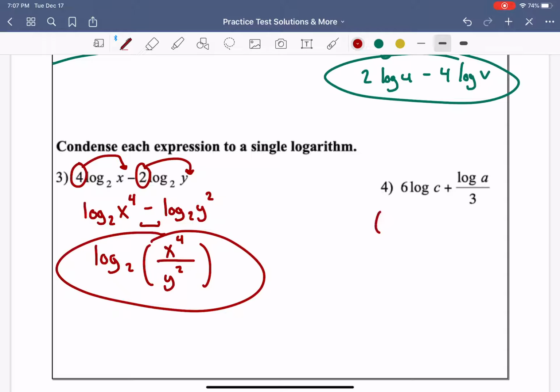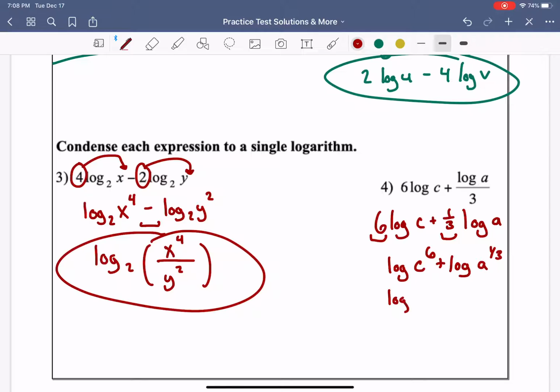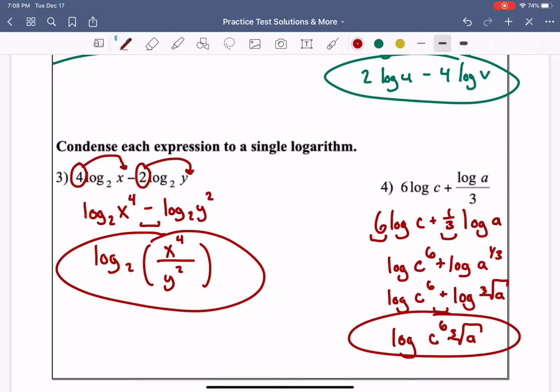Over here, we have a little bit of work. I'm going to rewrite this so the 1/3, instead of looking like a fraction, it looks like a coefficient. Which means, just like the 6 here, the 1/3 becomes an exponent. So we have c to the 6 plus log of a to the 1/3. And as we saw above, a fraction exponent is the same thing as a root. Now we have this addition, though. And the way that we deal with that, when we write one log, we end up multiplying the two things inside the log. So that would be our final answer.